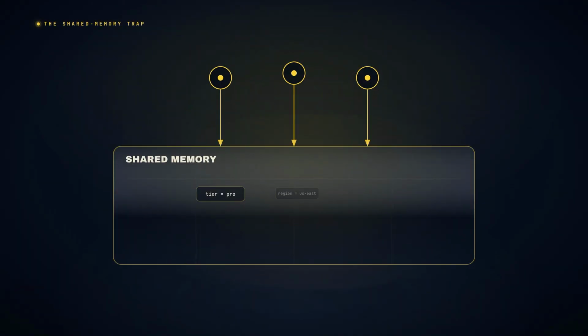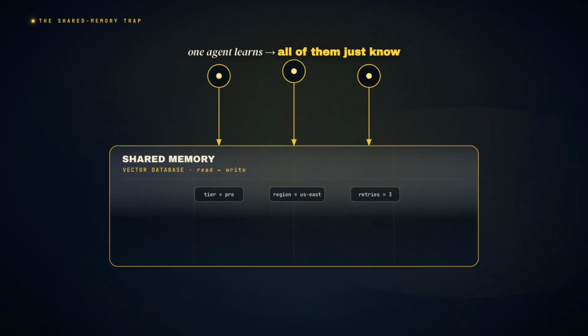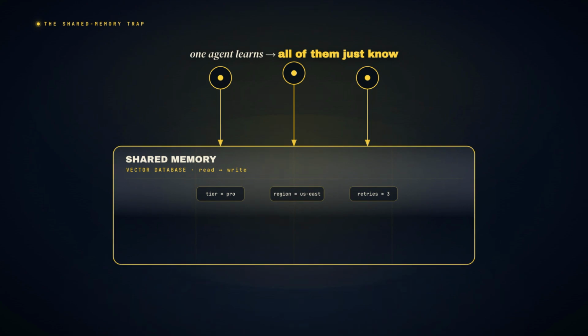The first time I gave a fleet of agents a shared memory, it felt like magic. One agent learned something, wrote it to a shared vector database, and every other agent just knew it. In the demo, that was the whole dream. A team of agents with one brain.